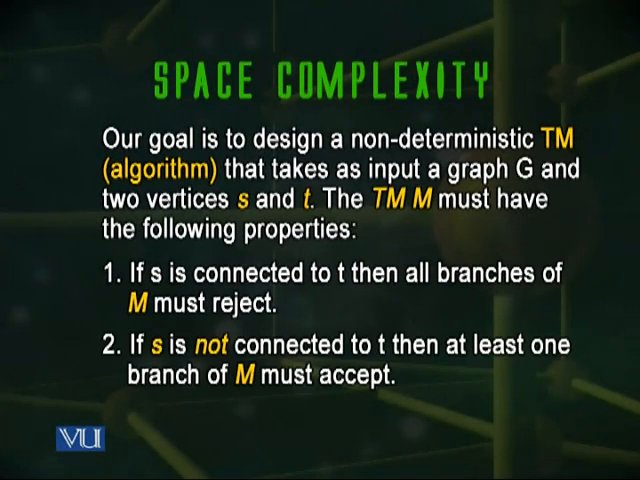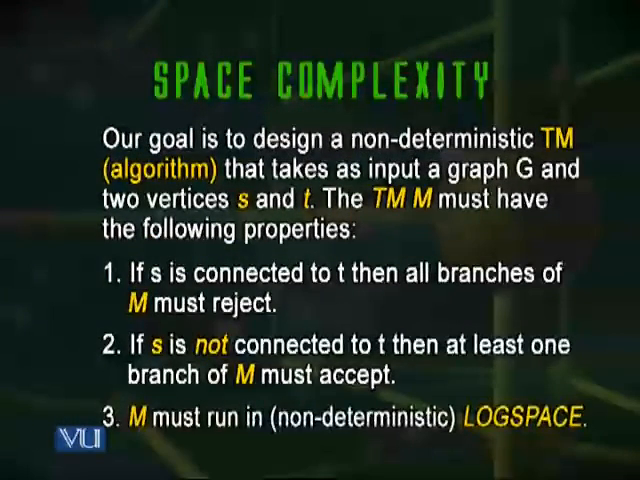The second property it must have is that if S is not connected to T, then at least one branch of M must accept. Once again, here we are using the acceptance definition for non-deterministic Turing machine. We say that a non-deterministic Turing machine accepts the input if at least one branch accepts. Now, if S is not connected to T, then G, S, T is not in path, and therefore it is in path complement. Since it is in path complement, we want our non-deterministic Turing machine to accept that input.